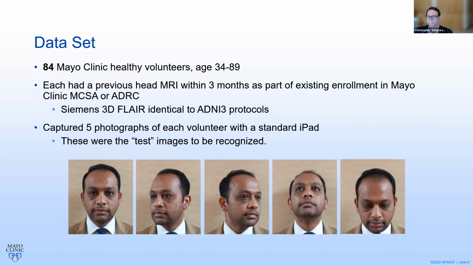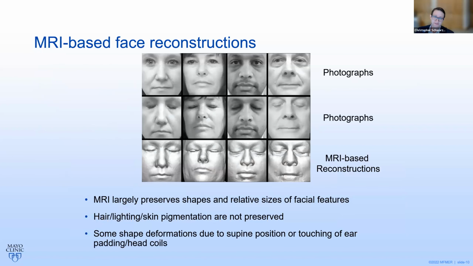photograph of them. So MRI-based face reconstructions, we just have a handful of examples here of photographs, eyes open, eyes closed, and what do their corresponding MRI look like. MRI largely preserves shapes and relative sizes of facial features. It does not have hair, lighting, or skin pigmentation. These are things that humans, when you look at each other and try to recognize a face, you probably use features of their skin or their hair. Those things are not preserved in an MRI.